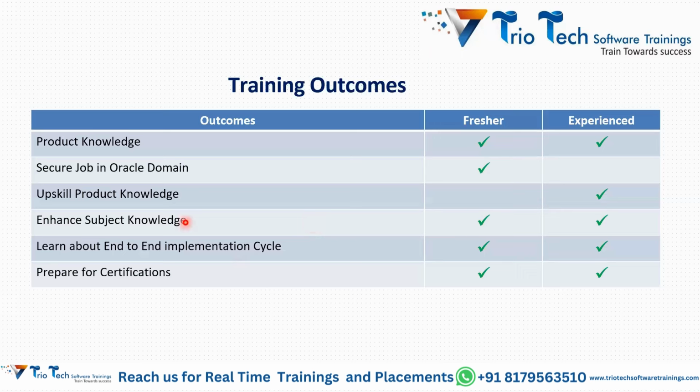As I mentioned in the previous point, the end-to-end implementation cycle means how projects are implemented, what the key stages are, and what methodologies we use for implementing a project. When I say implementing a project, I mean an Oracle Fusion application. We'll cover how it works. Ultimately, it will help both freshers as well as experienced consultants to gain an understanding that this is how a project works in a real life scenario.